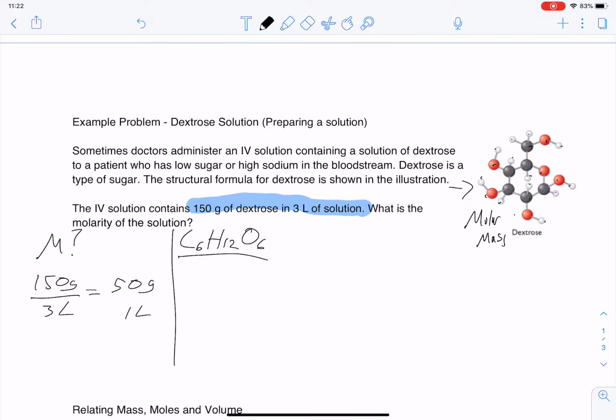With that, we can get our chemical formula. And now we need to find the molar mass. So we have 6 carbon, and carbon, if we look on the periodic table, has a molar mass of 12. That will get us to 72. Next we go to hydrogen.